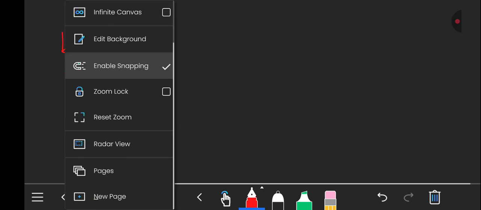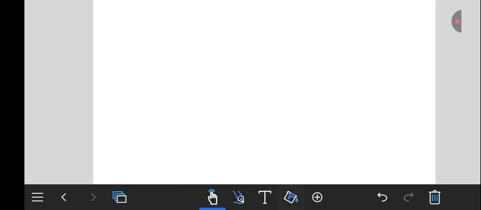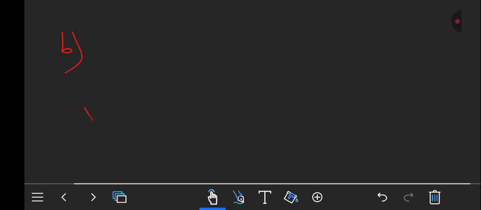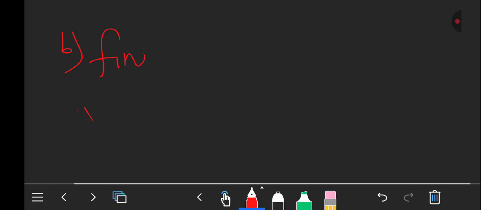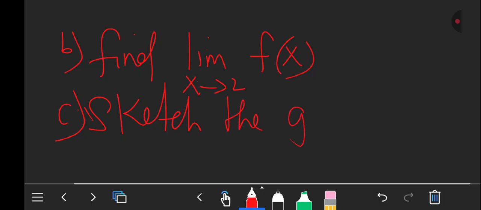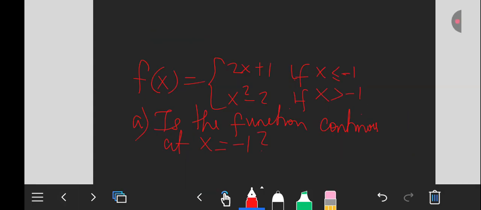So I'll say b. In fact, let me even have another slide already. Okay, so our b is find the limit as x approaches -1 of the function f of x. Then the last question is sketch the graph of f of x. So how can you solve these questions? Let's start with the first one: is the function continuous at x equal to -1?